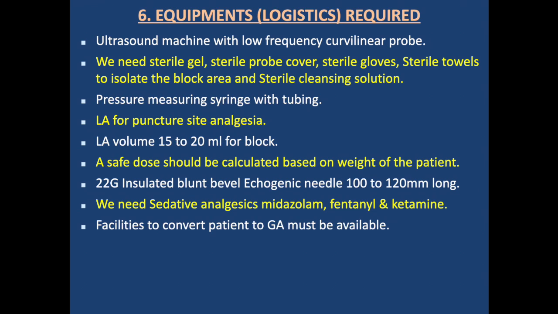Local anesthetic volume may be 15 to 20 ml for the block. A safe dose should be calculated based on the weight of the patient. A 22 gauge insulated blunt bevel echogenic needle, 100 to 120 mm long, is required. We need sedative analgesics: midazolam, fentanyl and ketamine. Facilities to convert the patient to general anesthesia must be available.